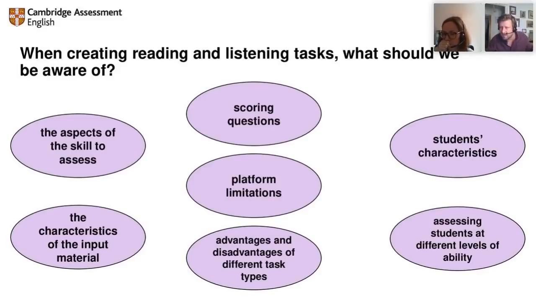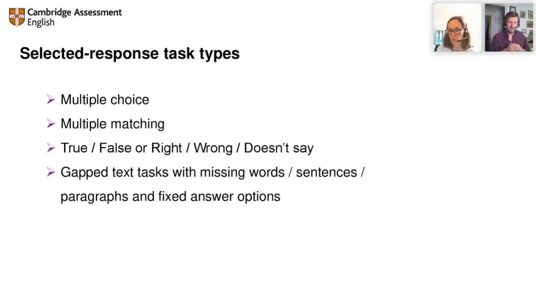So let's have a look at some different task types. None of these should be unfamiliar to you. We use a lot of these. So we'll look at multiple choice, and a big favorite, the word round. Multiple matching, considerably more complicated for the student and to create. True, false, or right, wrong, doesn't say. That adds a really nice extra layer to a typical binary true, false task, because they really have to focus and make sure that it hasn't stated yes or no.